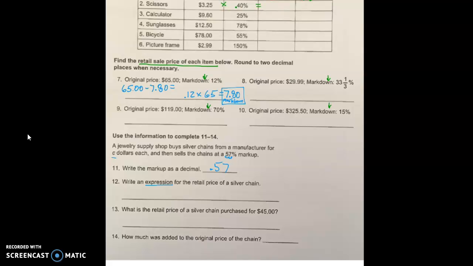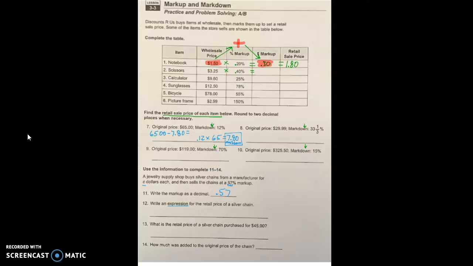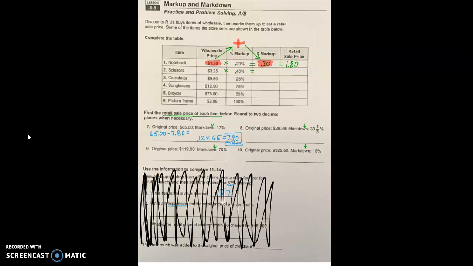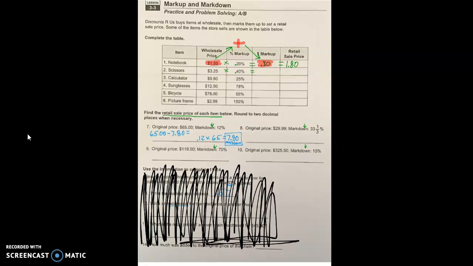We haven't talked about this. You know what? Let's not even do it. Because we haven't done expressions or anything like that. So don't worry about it. You have 1 through 10. I don't want to have to teach you the difference in expressions and equations while I'm just trying to get you to learn markup and mark down percent of a number. Okay? So you've got 1 through 10 on this.